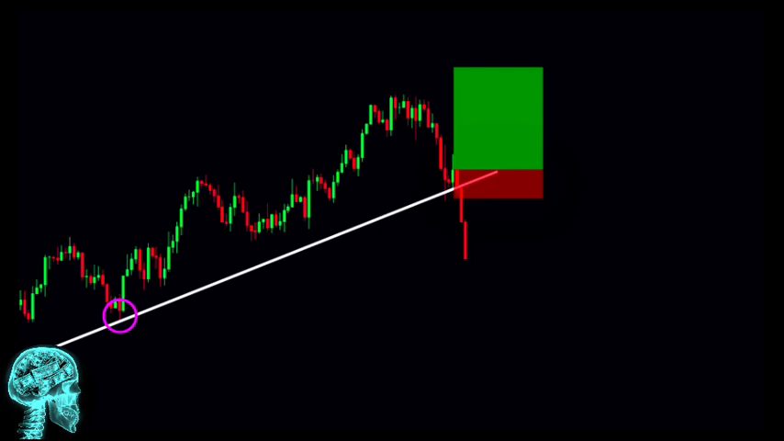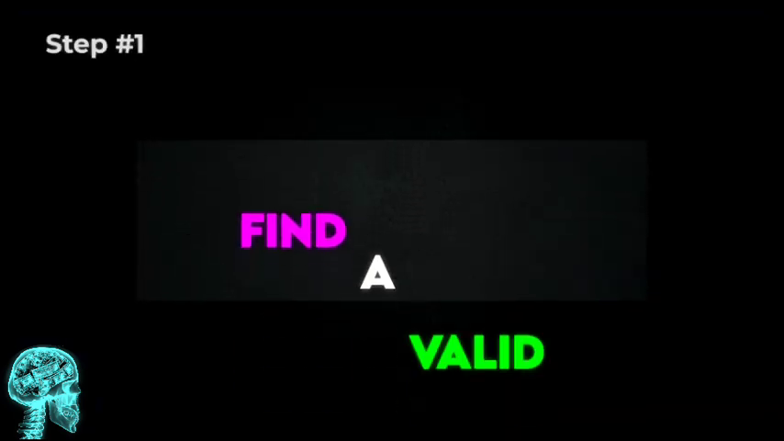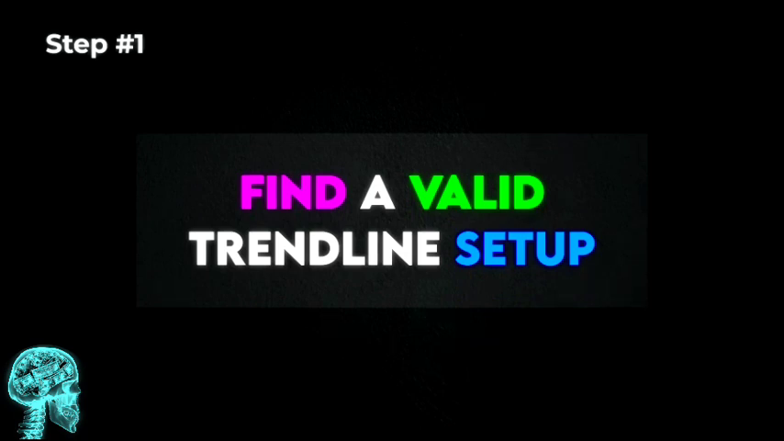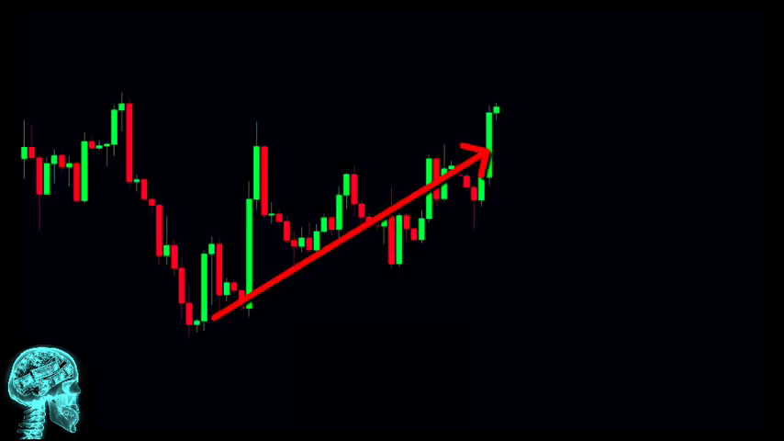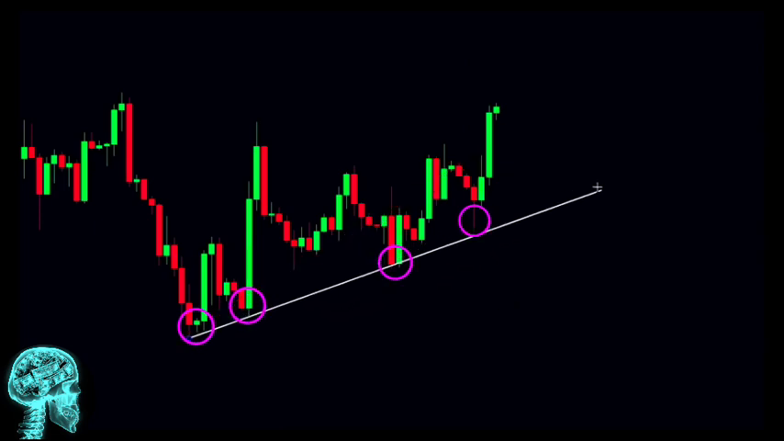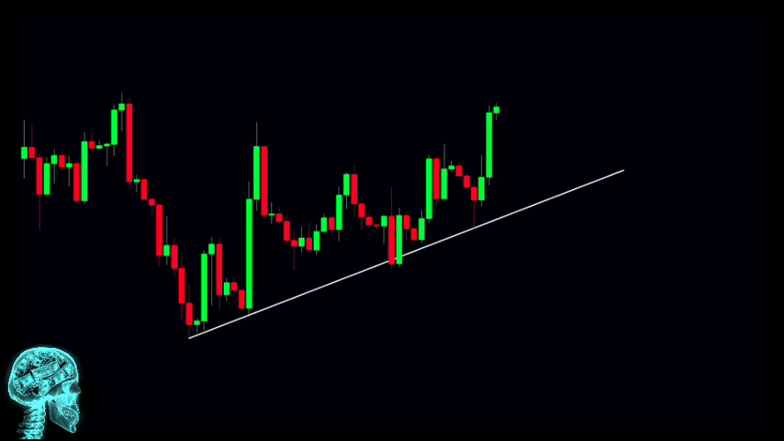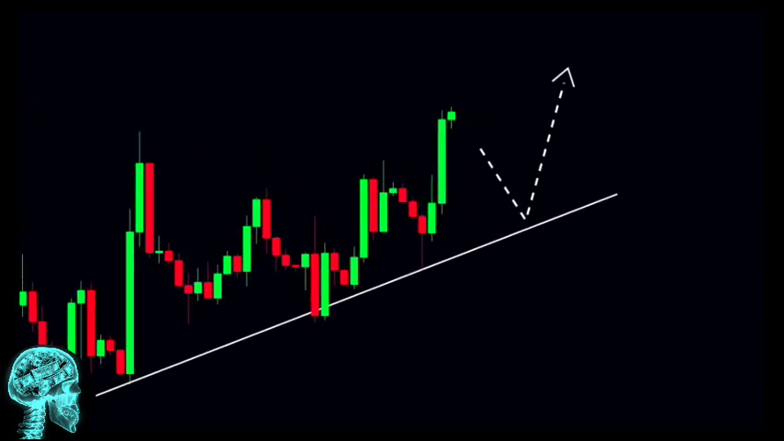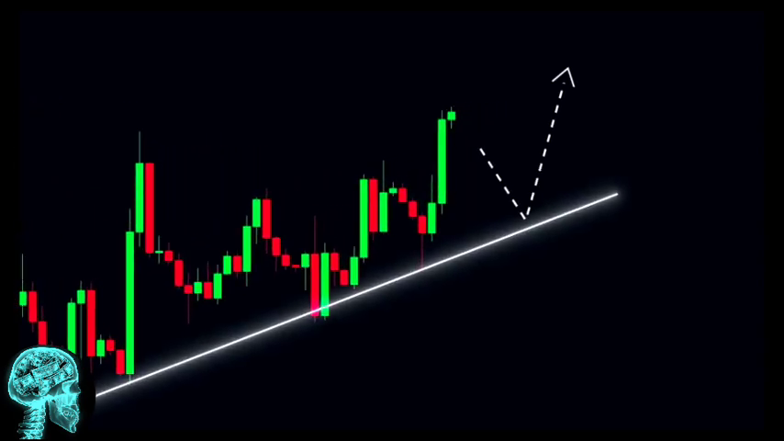So, here's the strategy I use that's made me a lot of money. The first step is to spot a valid trend line setup. Like in this chart, we can see that price is on an uptrend, and we also have swing lows here that we can connect. So we can just draw a trend line right here. Now, since the market is in an uptrend, we expect the price to bounce off upwards, so the only trend line that we need to draw is this one below.